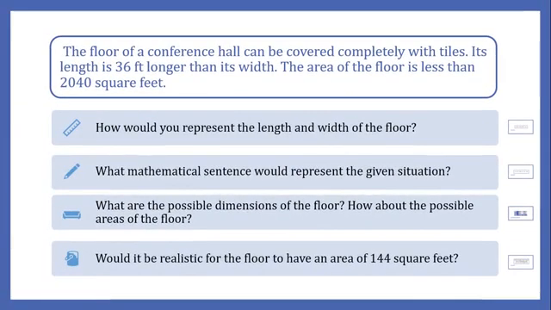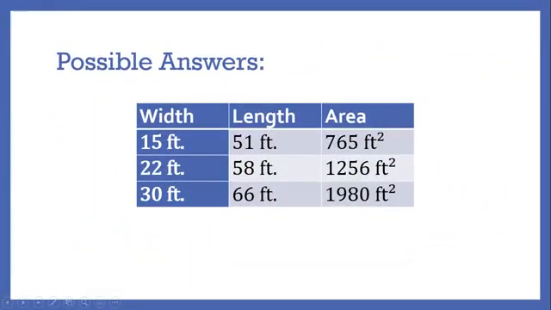Now, what are the possible dimensions of the floor? How about the possible areas of the floor? Here are the answers for the width, length, and area. For the width, we have 15 feet. For the length, 51 feet. And for the area, 765 square feet. For the second set, we have width, 22 feet, length, 58 feet, and area, 1,256 square feet.